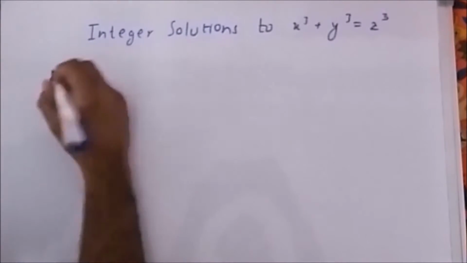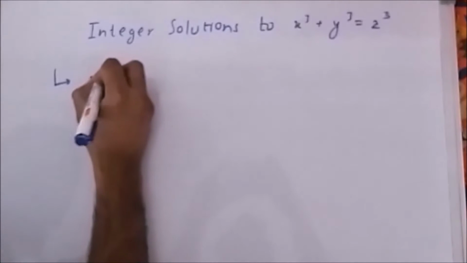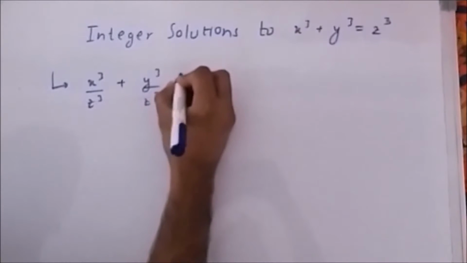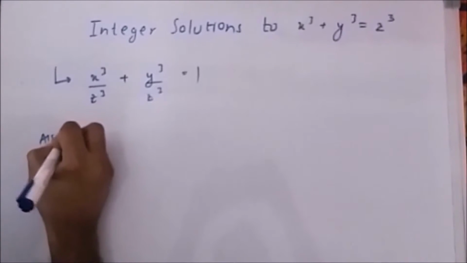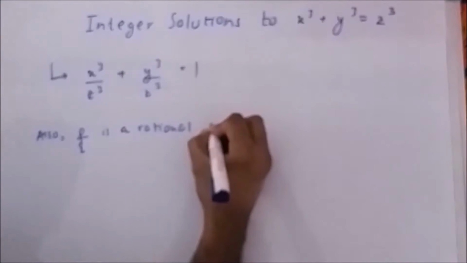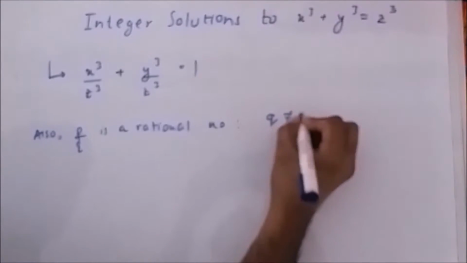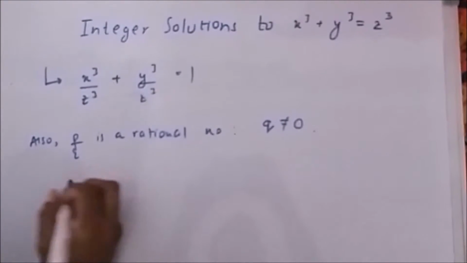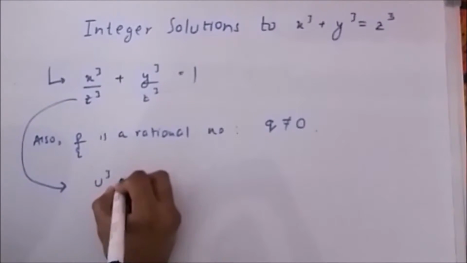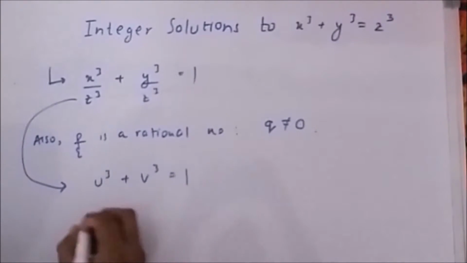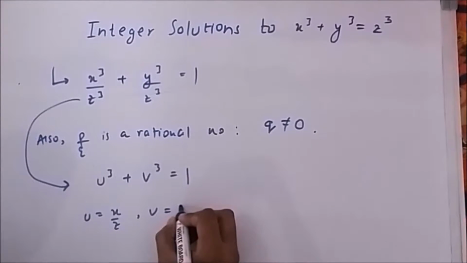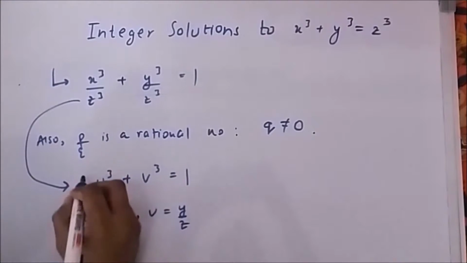Okay, so you have these rational points on curves, right? I can write this equation as x cube by z cube plus y cube by z cube equal to 1. And as we all know, p by q is a rational number, the way of representing a rational number, where q is not equal to 0. So when you write this equation in another form, it can be written as (x by z) whole cube plus (y by z) whole cube equal to 1, which is equivalent to saying u cube plus v cube is equal to 1, where u is x by z, v is y by z, and u and v are rational numbers.